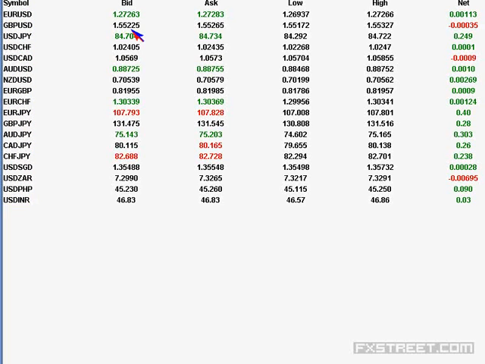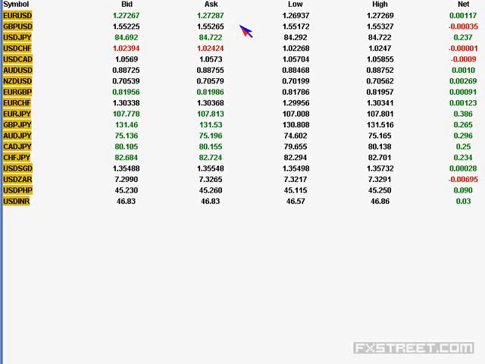GBP is hovering around 1.5522, 1.5526 area, 1.5517 is the low, 1.5532 is the high. Nominal 3 pips negative net change is seen. So, in this live market code page, you come across the bid and the ask, and also the low and the high, and the net change. The low and the high are set between 2:30 and 3:30 GMT, or during the early Japanese session. They set the initial lows and the highs, and the net change reflects with regard to the previous day close, where exactly the current market is.